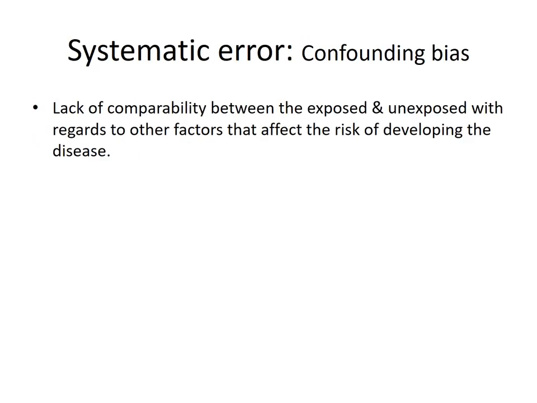Systematic errors, we have three types. The first one is confounding bias, in which there is a lack of comparability between the exposed and unexposed with regard to other factors that affect the risk of developing the disease. So in cross-sectional study, we don't have a control group. We're only taking one group of participants and then assessing the exposure differences among them. So this can lead to confounding bias.